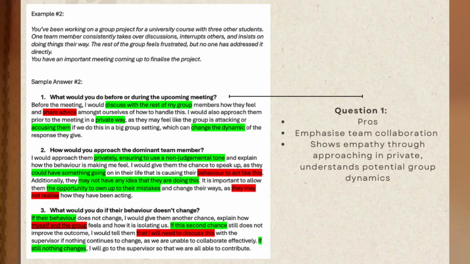The first question was about what you would do before or during the upcoming meeting. Now, I wrote that I would discuss with the rest of my group members, which was a good addition as it emphasizes and shows team collaboration, especially prior to escalating on your own. And this is one of the key behaviors that they do look for.